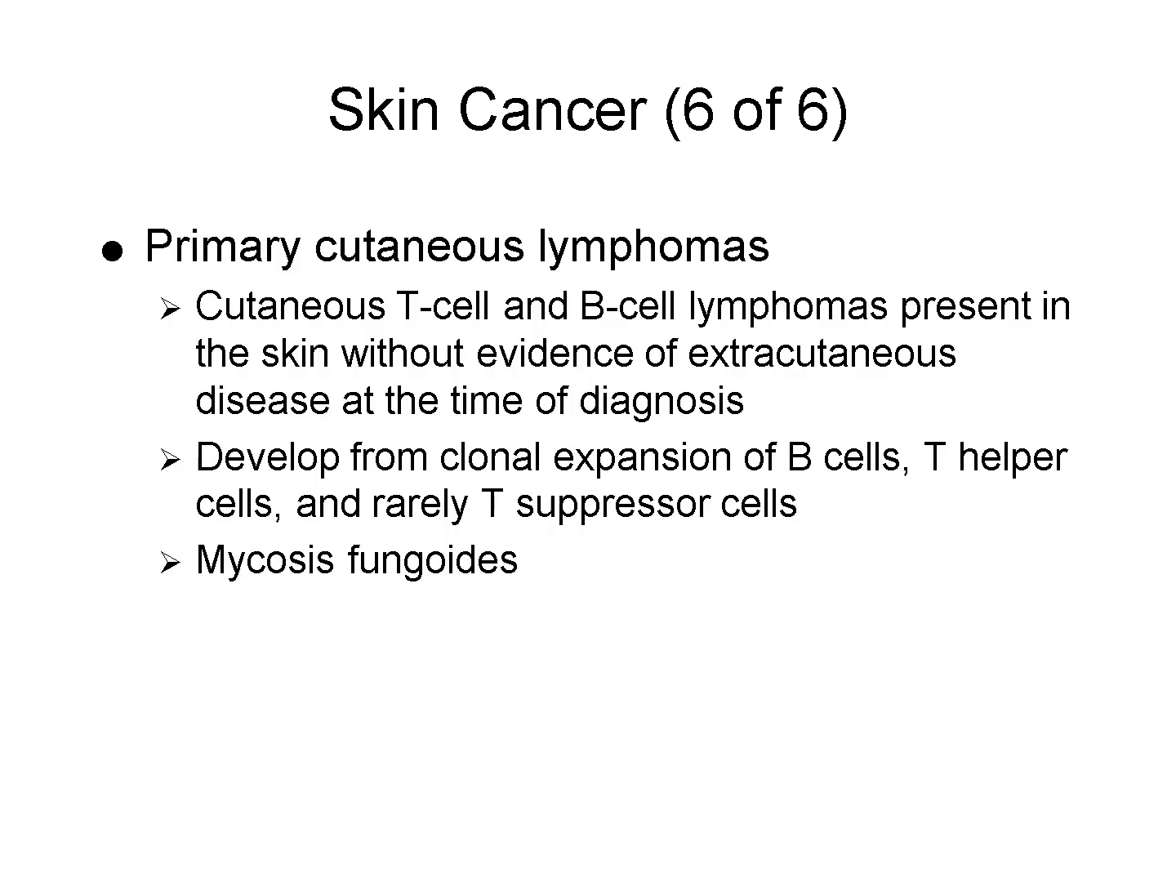Primary cutaneous lymphomas are rare cancers that begin in the skin's immune cells. They include both T-cell and B-cell lymphomas, with mycosis fungoides being the most well-known type. Lesions may look like eczema or plaques and often progress slowly. Diagnosis relies on biopsy and immunophenotyping.